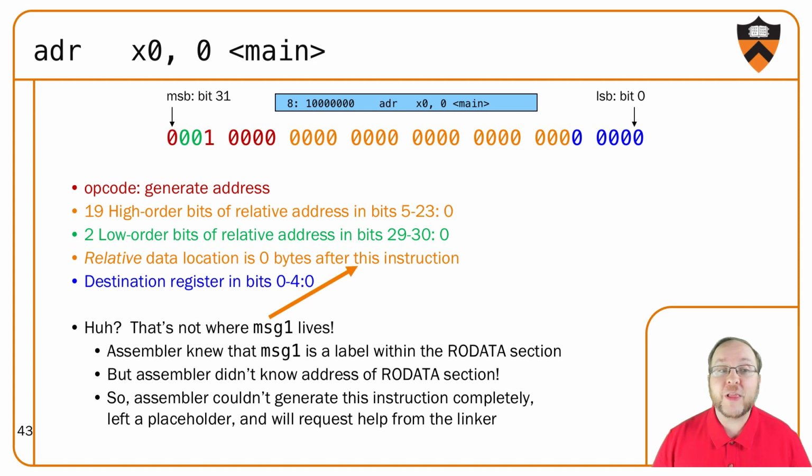This is in fact a placeholder left by the assembler, because it can't finish the job right here. Message 1 is in RODATA, this instruction is in text. The assembler has no idea where those two sections will go in the final executable, so it can't know the distance between this instruction and that label. So it leaves zeros as placeholders, and it will need to leave a message for the linker to say, this is just a placeholder. When you figure out the location of RODATA and of text, can you do the subtraction and fill it in here? Thanks.